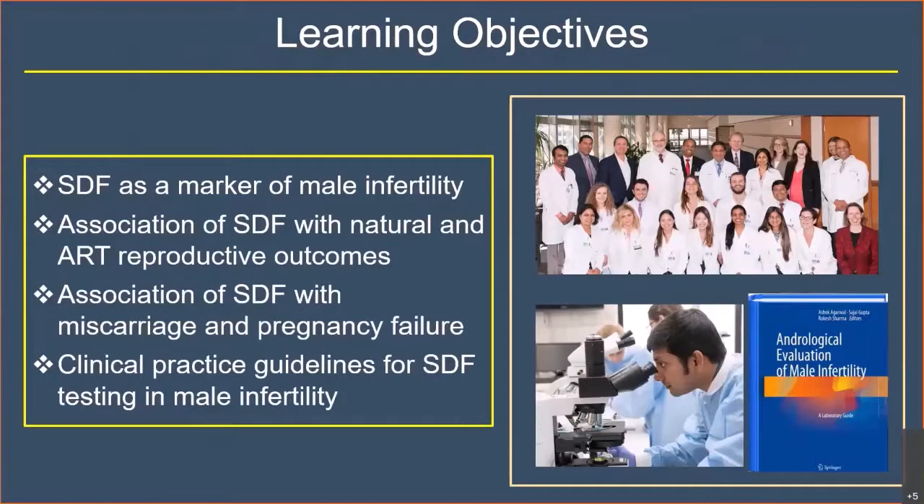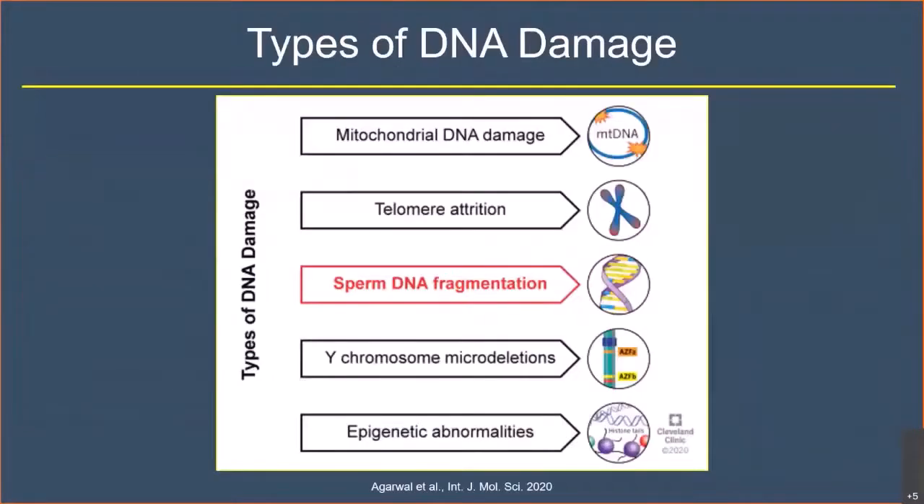Today, I'm going to discuss sperm DNA fragmentation as a marker of male infertility and its association with natural and assisted reproductive outcomes. Particularly, I will discuss the association of this marker with miscarriage and pregnancy failure, and also I will present the clinical practice guidelines which have been published by our group for sperm DNA fragmentation testing in male infertility.